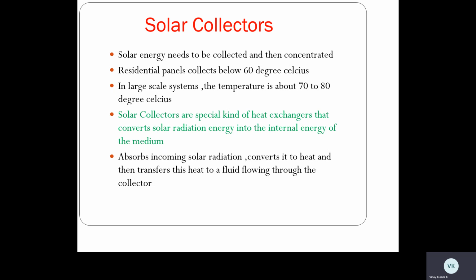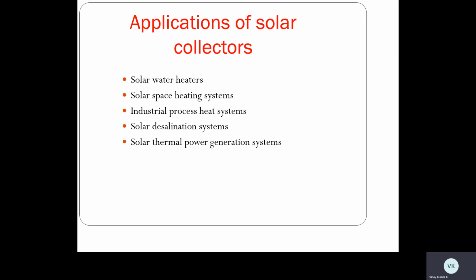That is, wherever we can use these solar collectors: solar water heaters, solar space heating systems, industrial process heat systems, solar desalination systems, and solar thermal power generation systems. So, solar water heaters include thermosiphon, integrated collector storage systems, air systems, direct circulation, and indirect water heating systems. That is, these will be there in solar water heaters.